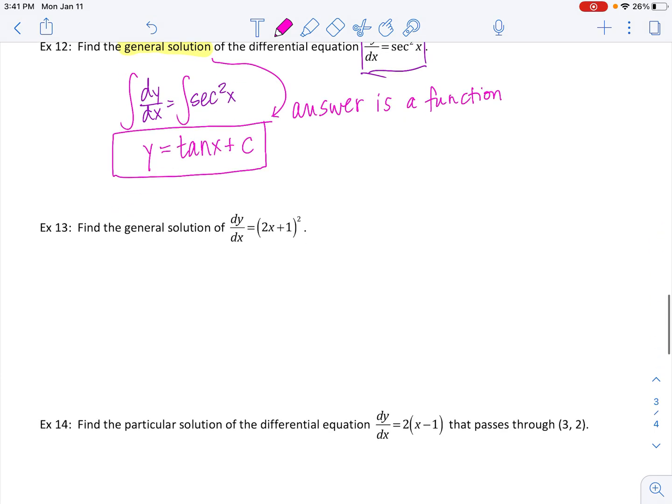I'm going to have you try example 13 here and type in your result. See if you can find that general solution. Just use the caret whenever you need powers.